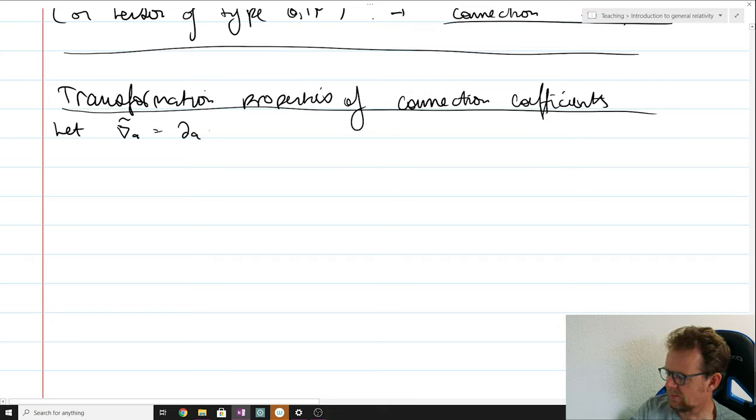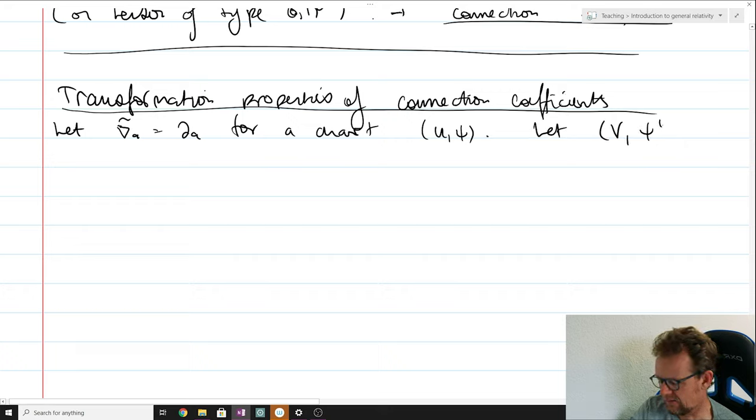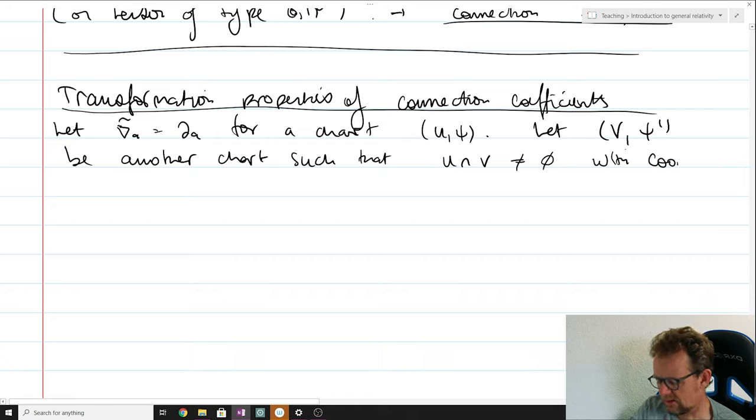So let's suppose our derivative operator is the coordinate derivative with respect to a chart U, psi. U is just the open set containing the point P that we're interested in. And then we're going to consider another chart V, psi prime, such that, right, we can't just choose any old chart. It has to at least have some intersection with our original chart. Otherwise, nothing further that I say will make sense. And we're going to write the coordinates of our chart V as y instead of x.